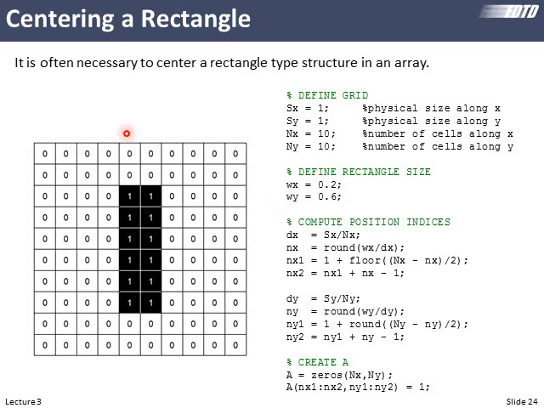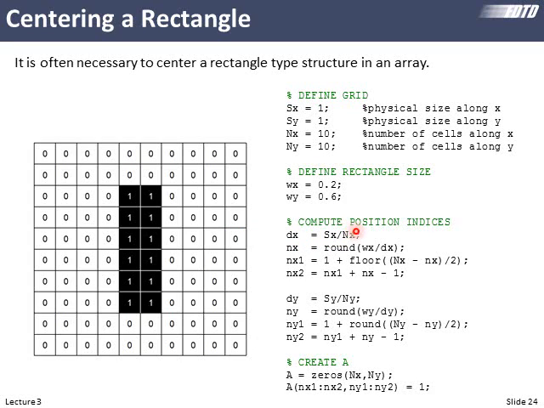I want to calculate the start and stop indices for both the x direction and the y direction, the start index and the stop index. Where are those in a way that centers it? The first thing we need to do is calculate the cell width. So this little dx is the width of one of these cells. So it's the total physical width divided by the number of cells.